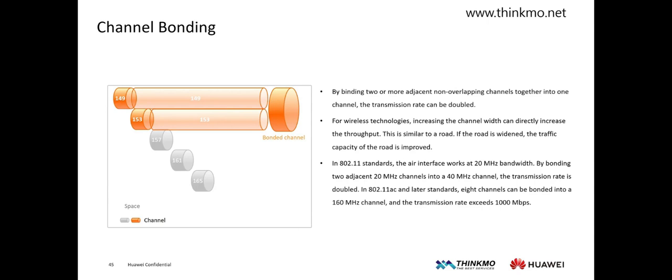Now, let's first take a look at channel bonding. Channel bonding refers to combining multiple non-overlapping channels to increase the transmission rate. It is important to note that in channel bonding, we designate one channel as the primary channel and another as the secondary channel. For example, if we bond channel 149 with channel 153, we can represent it accordingly.